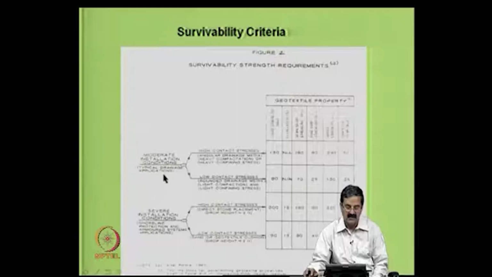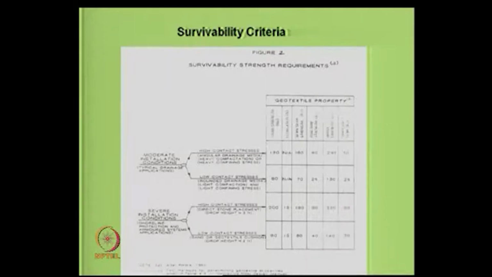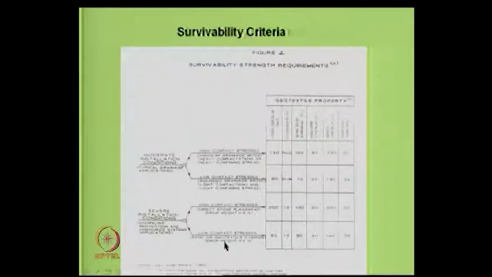if the installation conditions are very high, what should be the geotextile properties that you should take is given. And there are two things, one is the moderate conditions, the other one is the severe conditions. Severe conditions like shoreline protection systems where there is a lot of wave action and all that. Then there are in some cases high contact stresses and low contact stresses. There is again a difference here, in terms of the drop height, for example, if you have a geotextile material, you have to put some stone pitching there, say for example.